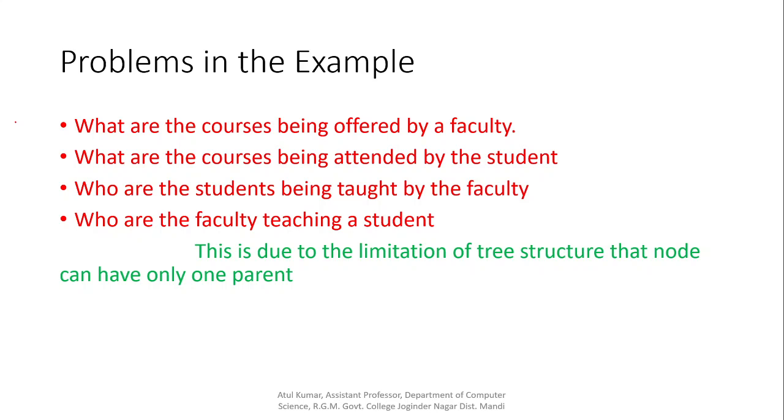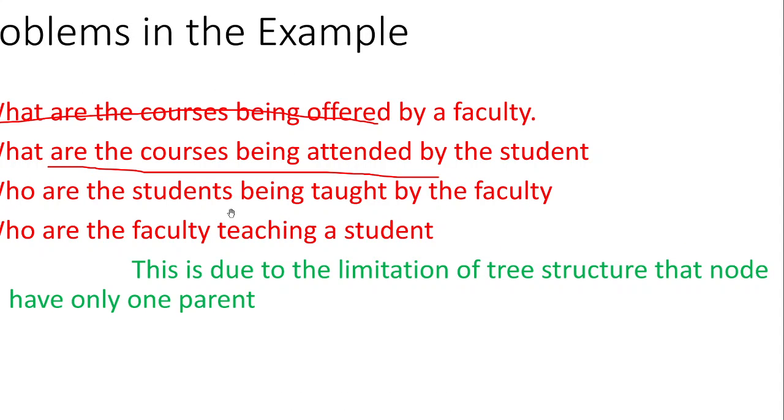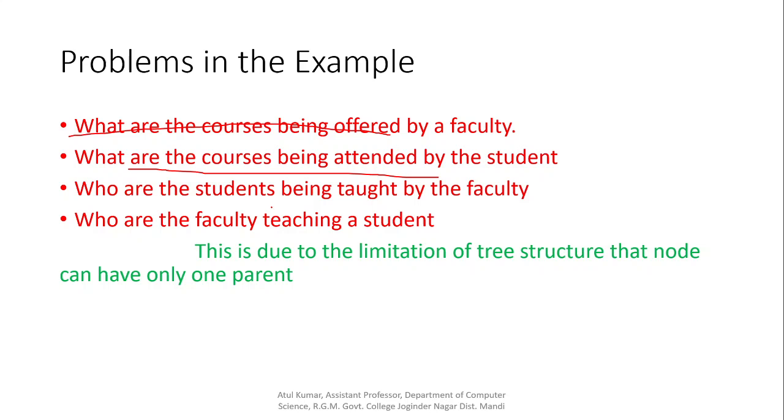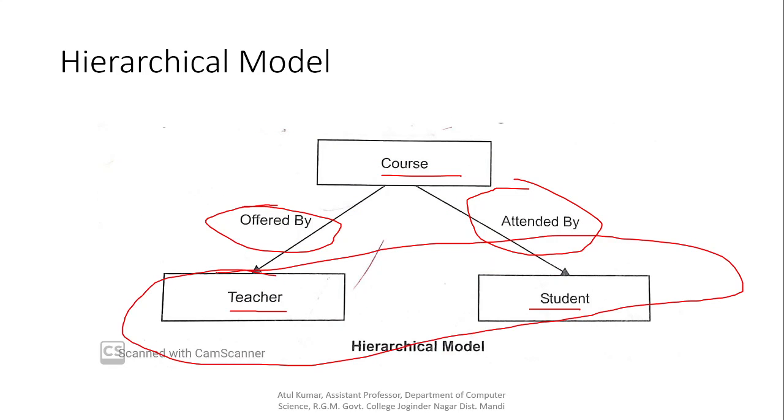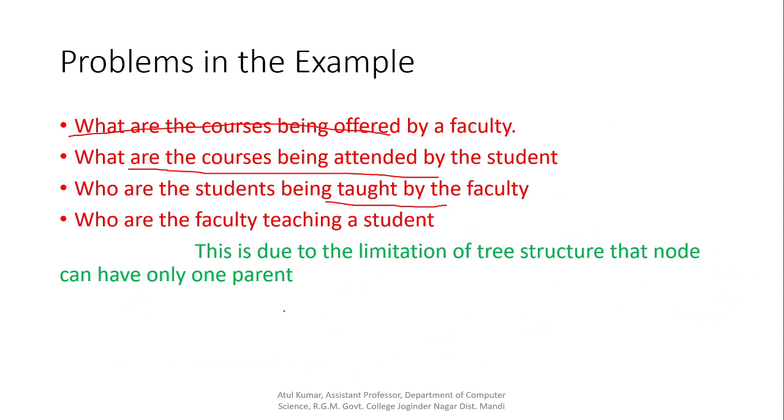There are some problems in this example. It only gives you information about which courses are being offered by the faculty and which courses are being attended by the student, but it does not give you information about who the students being taught by the faculty are. As in the diagram, there is no relationship between teacher and student, meaning there is no relationship between one child and another child. So we can't say who the students being taught by the faculty are and which faculty are teaching the student.